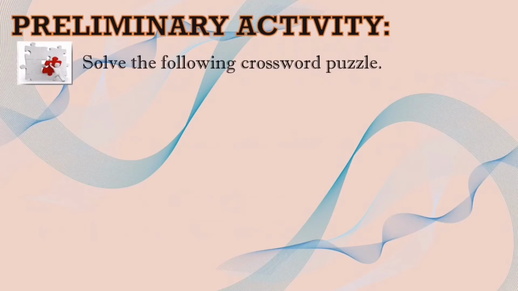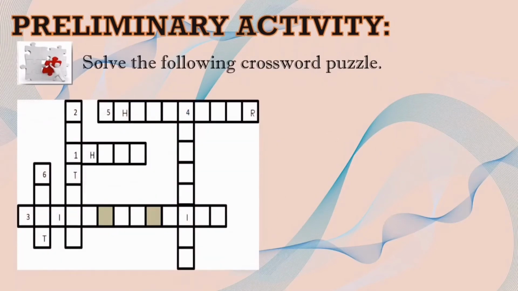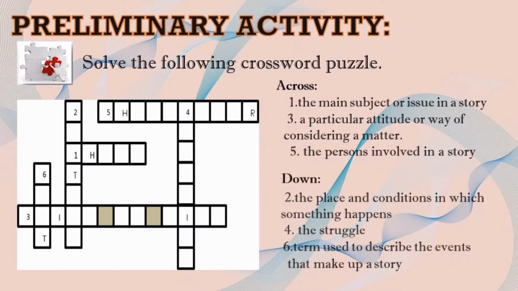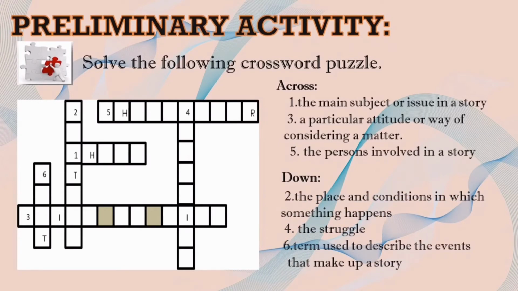Direction: solve the following crossword puzzle. Across: number 1, the main subject or issue in a story. Number 3, a particular attitude or way of considering a matter. And number 5, the persons involved in a story. Down: number 2, the place and conditions in which something happens. Number 4, the struggle. And number 6, term used to describe the events that make up a story.